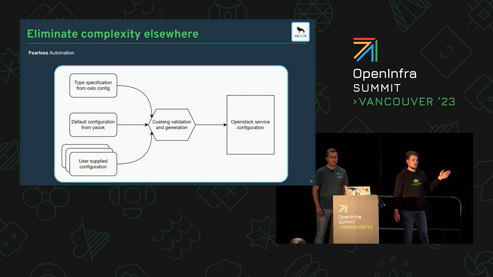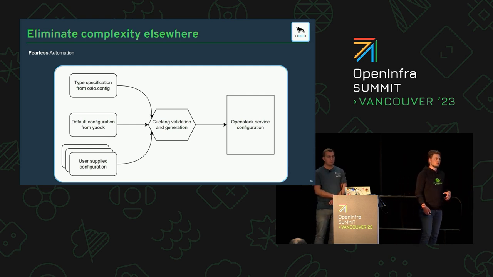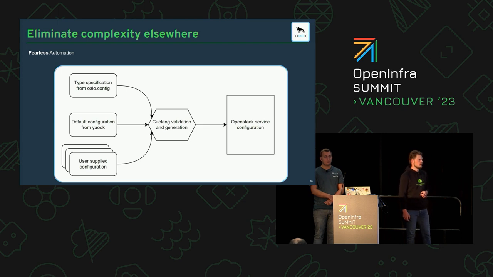We use Oslo config to see what options are actually there and supported, and that a thing is defined as an integer if it needs to be, and not a string or something like that. And we have some common defaults set in Yaook as well, like the database connection. If we generate the database before, we already know the connection string, and the user doesn't need to put it in.